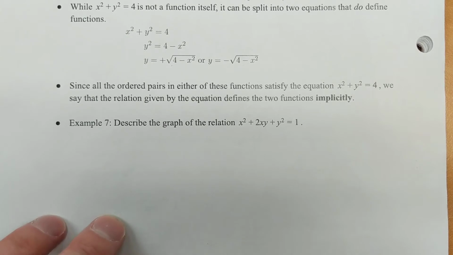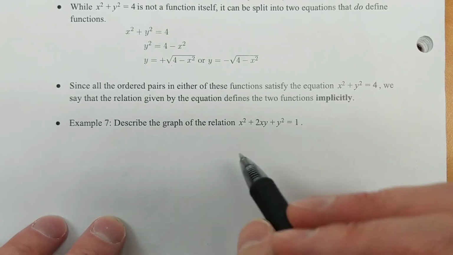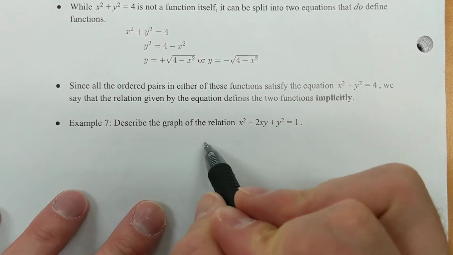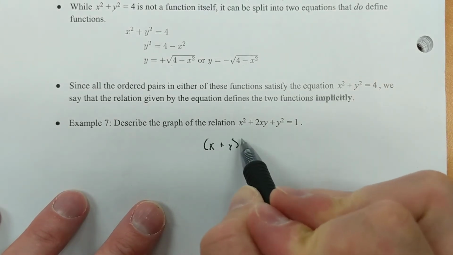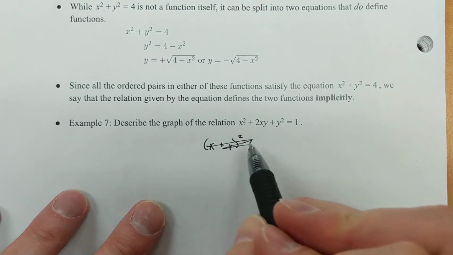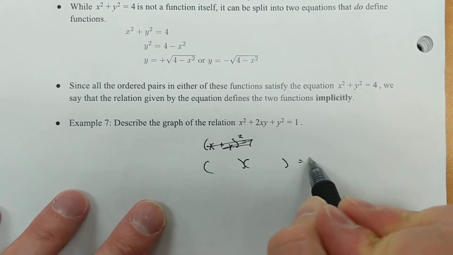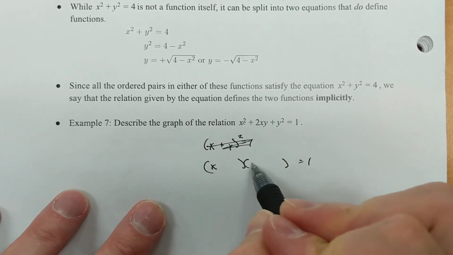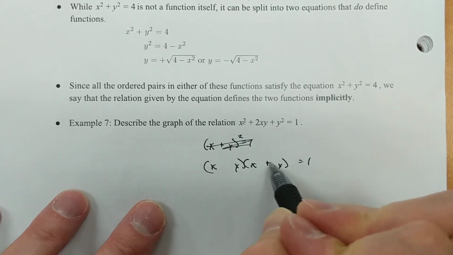So example 7: describe the graph of the relation x squared plus 2xy plus y squared equals 1. So I need to solve or factor that, since it's x squared. We'll show every step. So to make x squared, I need x and x. To make y squared, I need y and y, and add them up.